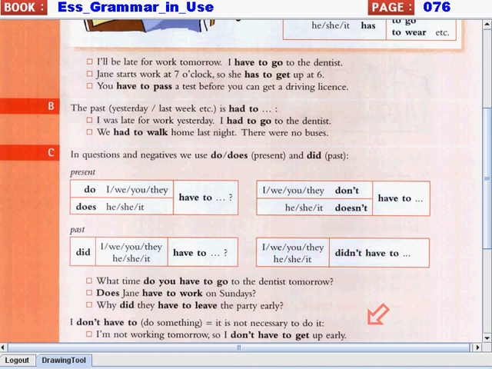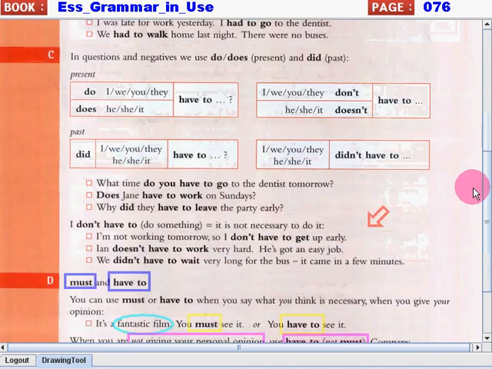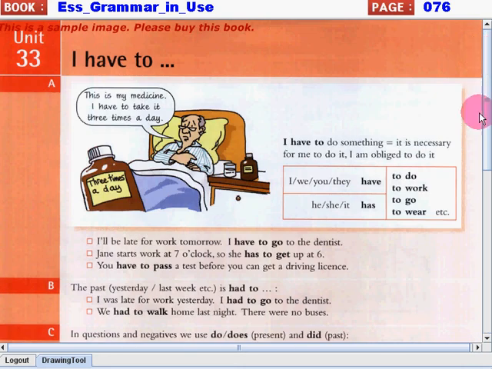Okay? Now, students, I want you to review this lesson and remember all the important information on Unit 33. They are very useful and you can use them when you are talking to people, especially with foreigners.